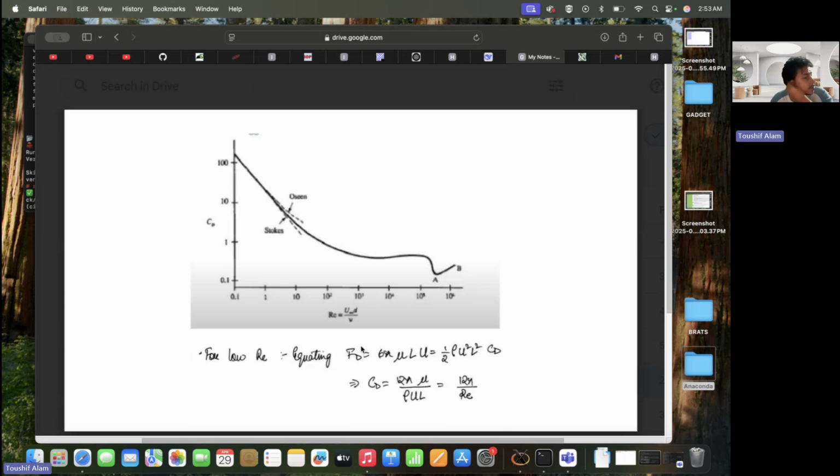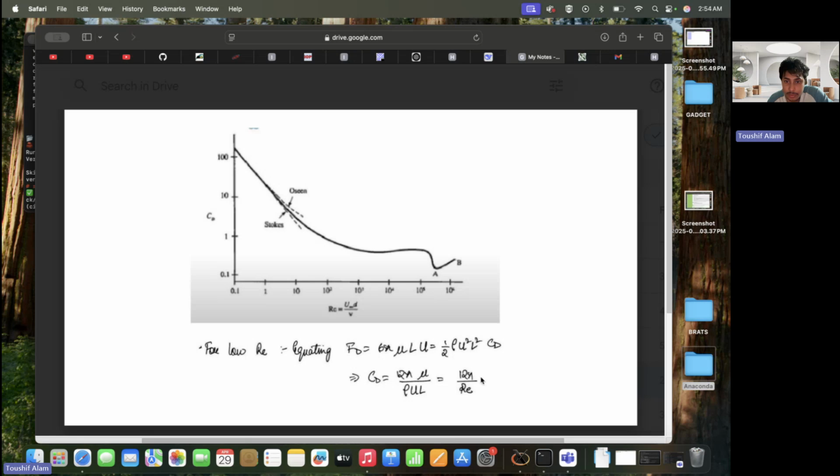This is the experimental plot where this axis is the Reynolds number, UD by nu, and this is the CD. You can see that CD varies with the Reynolds number like this. At high Reynolds number, CD will be low, about 1 and much less than 1. For low RE, equating FD, we get CD proportional to 1 by Re.